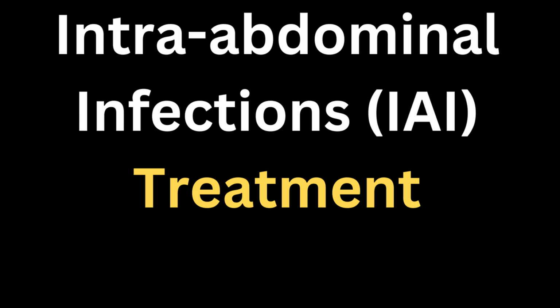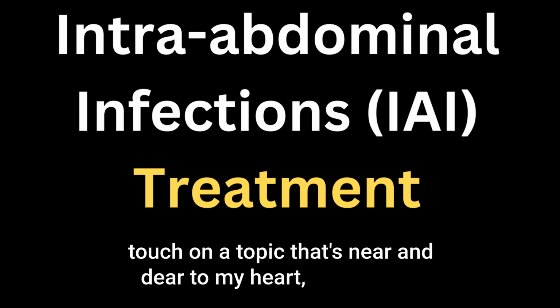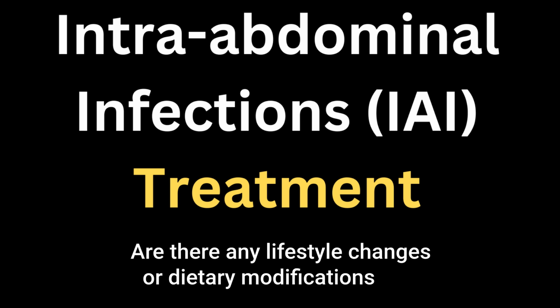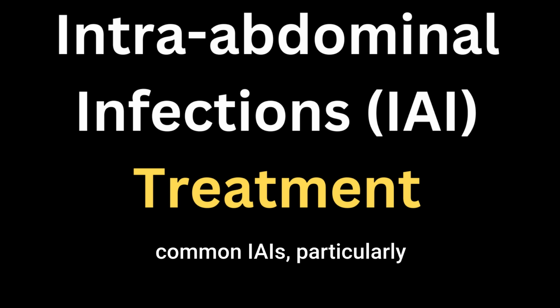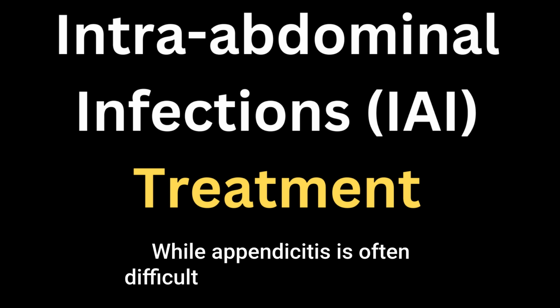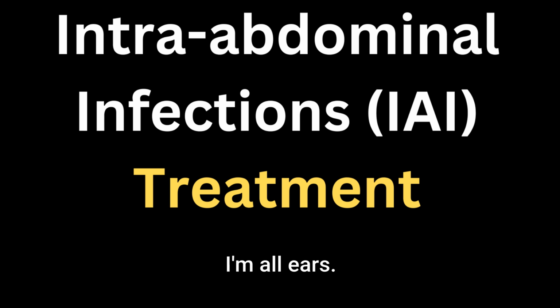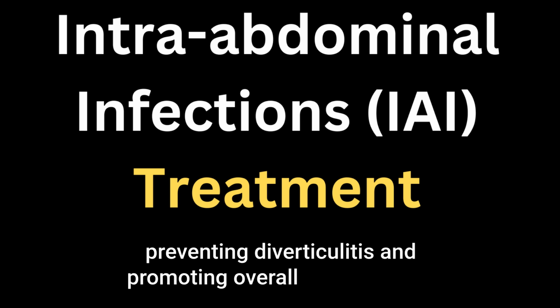Well said. Now, before we wrap up this part of our deep dive, I want to touch on a topic that's near and dear to my heart: prevention. Are there any lifestyle changes or dietary modifications that people can make to reduce their risk of developing these common IAIs, particularly appendicitis and diverticulitis? While appendicitis is often difficult to prevent, there are definitely steps people can take to lower their risk of developing diverticulitis, which, as we discussed, is often linked to a low-fiber diet. I'm all ears. What are some of the top dietary recommendations for preventing diverticulitis and promoting overall colon health?